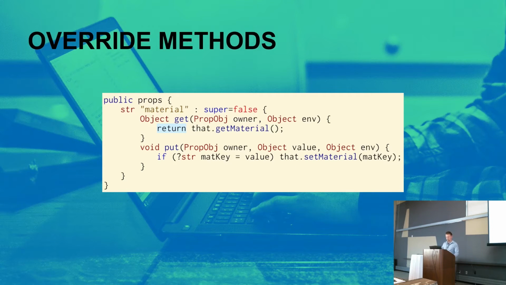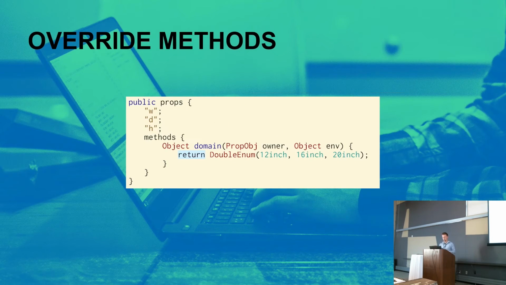Okay, moving on now. In this case, for this material PropDef, I have a specific way I want to handle it. I call get material and set material. But maybe I've got a bunch of props that have something in common between all of them. Say dimensions. They'll have the same domain because, in this case, it's a block. Dimensions are all the same.